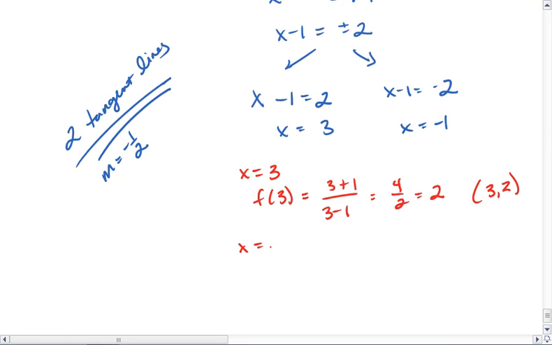For x equals negative 1, we find f of negative 1, which is negative 1 plus 1 over negative 1 minus 1, 0 over 2, which is 0. That's the ordered pair negative 1, 0.